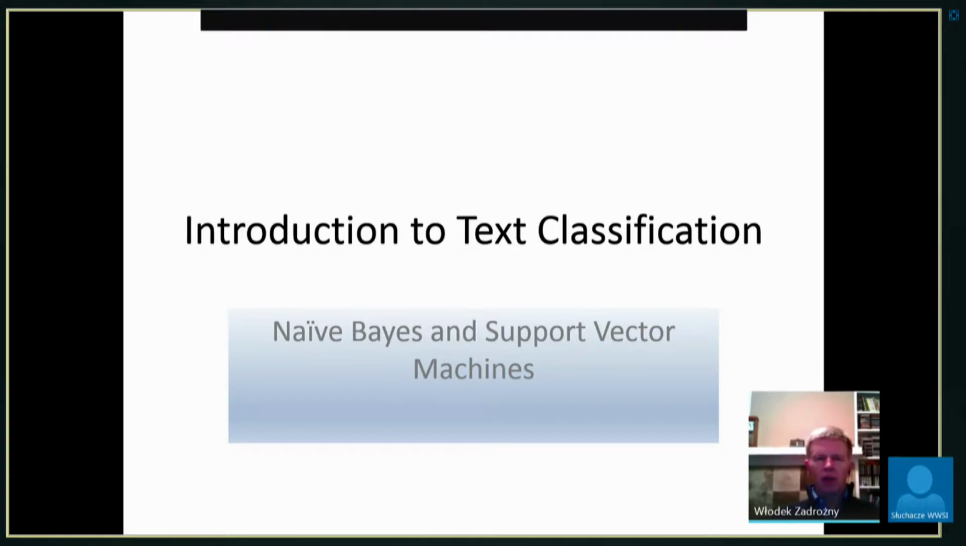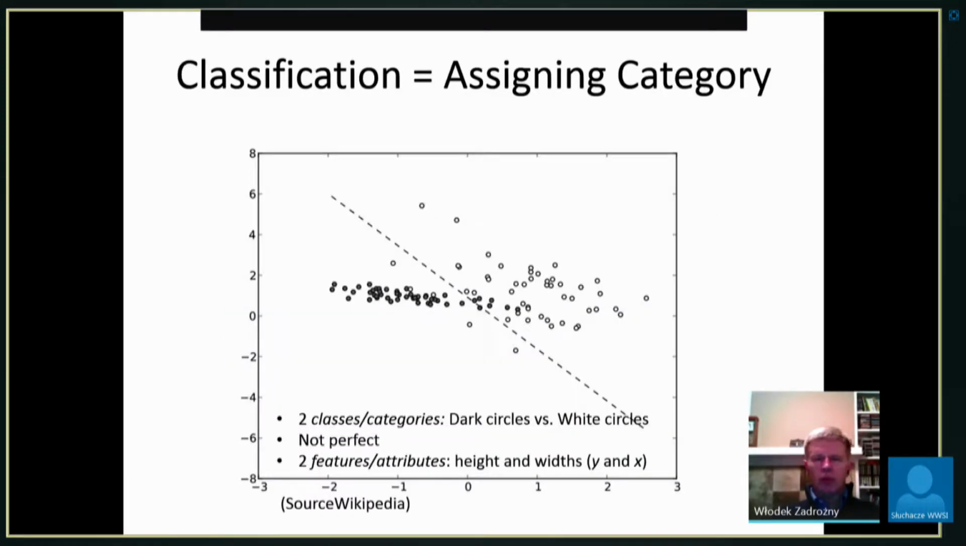So today we're going to be talking about introduction to text classification and in particular about the naive Bayes and support vector machines ideas for text classification. So as we saw in the previous lecture, the classification means assigning a class or category. So in this picture we see two classes, white and dark, and as we also can see, the classification here is not perfect. And since this is a two-dimensional situation, the classifier is essentially a line.